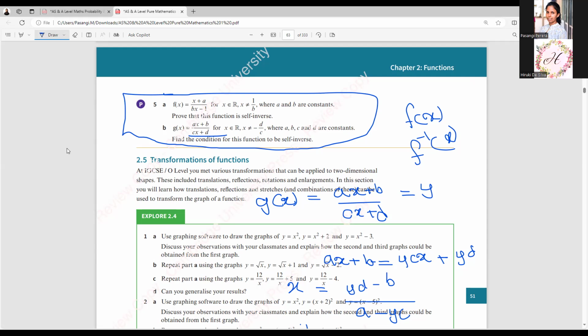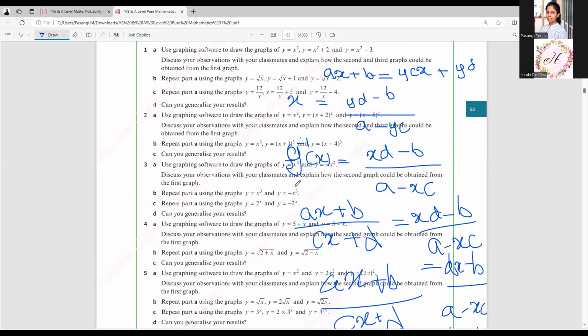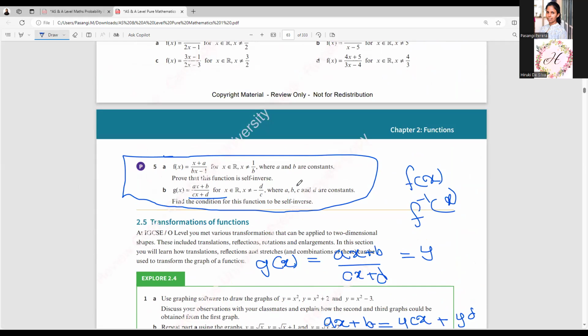Okay, teacher. Okay, that is done. Then what do we have? That is done. Then we have, okay, transformation functions. First, let me.